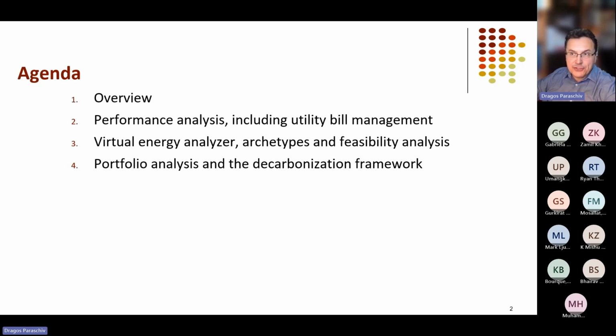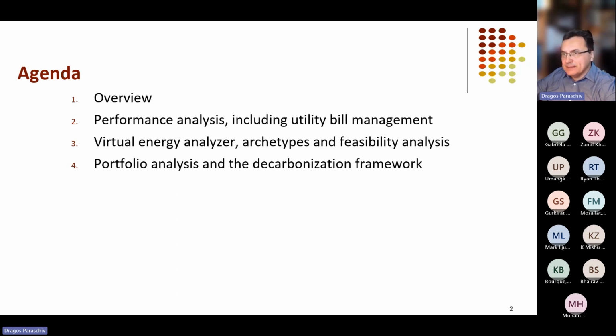And lastly, the feature at the end of this presentation is how we can assemble a number of facilities we have in our portfolio. RETScreen now includes this portfolio analysis, which allows us to aggregate data from a variety of facilities that can be grouped, sorted, aggregated, and presented for various stakeholders in our organization. And the most recent tool added to the platform is the decarbonization framework, the net zero planning tool that we can now integrate with our portfolio analysis.